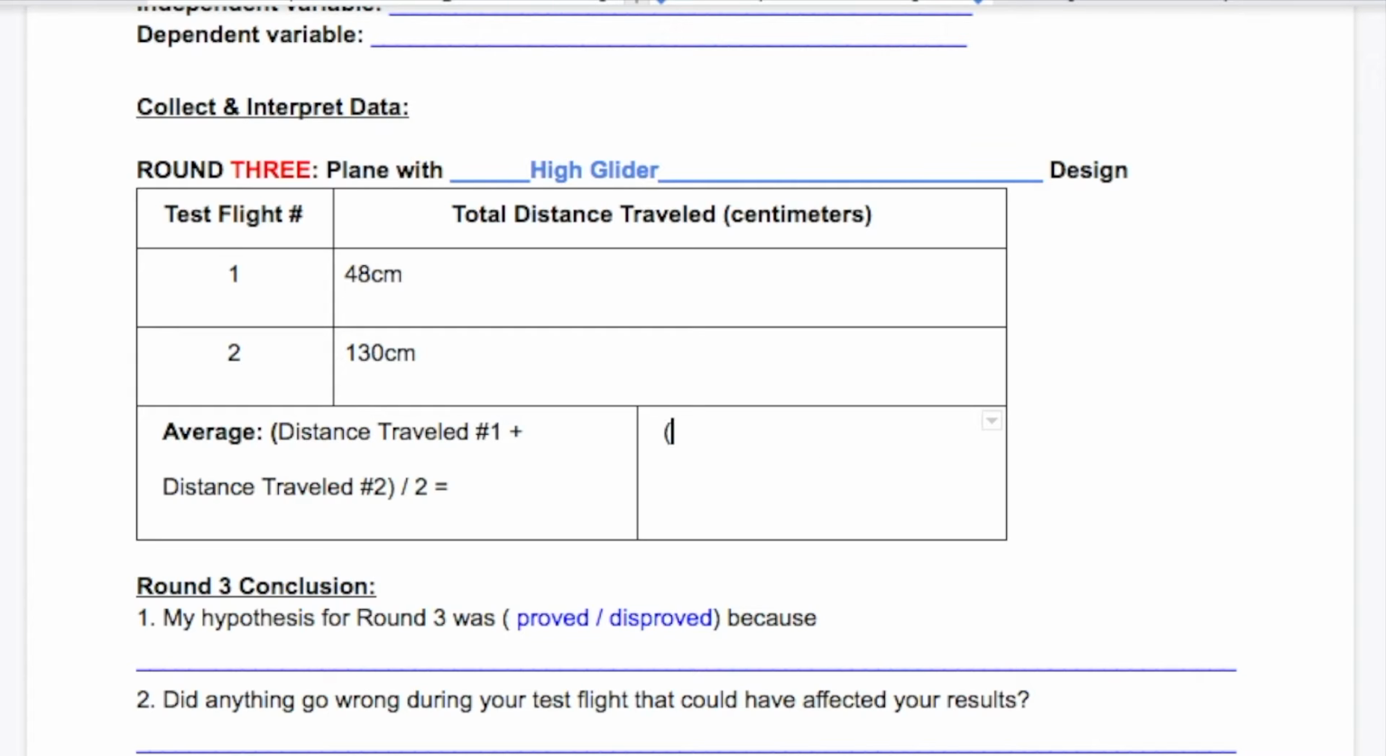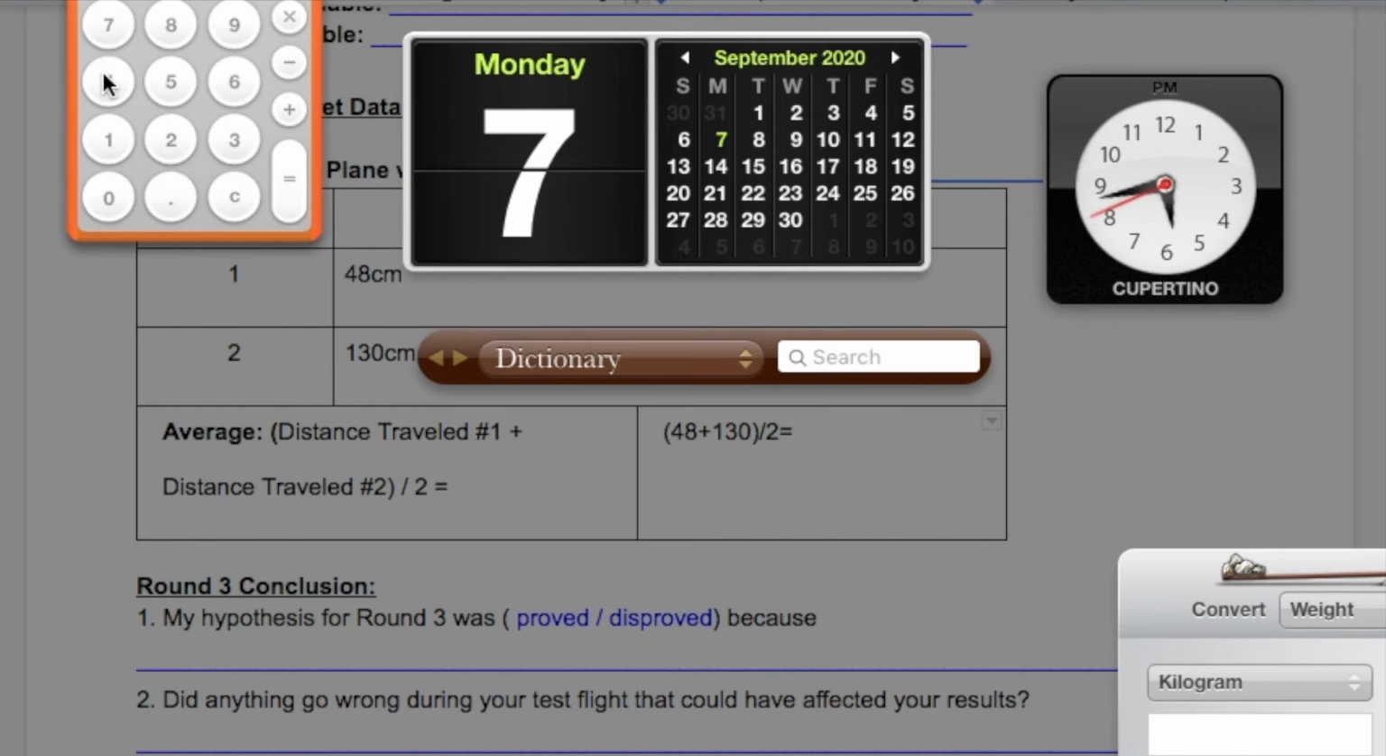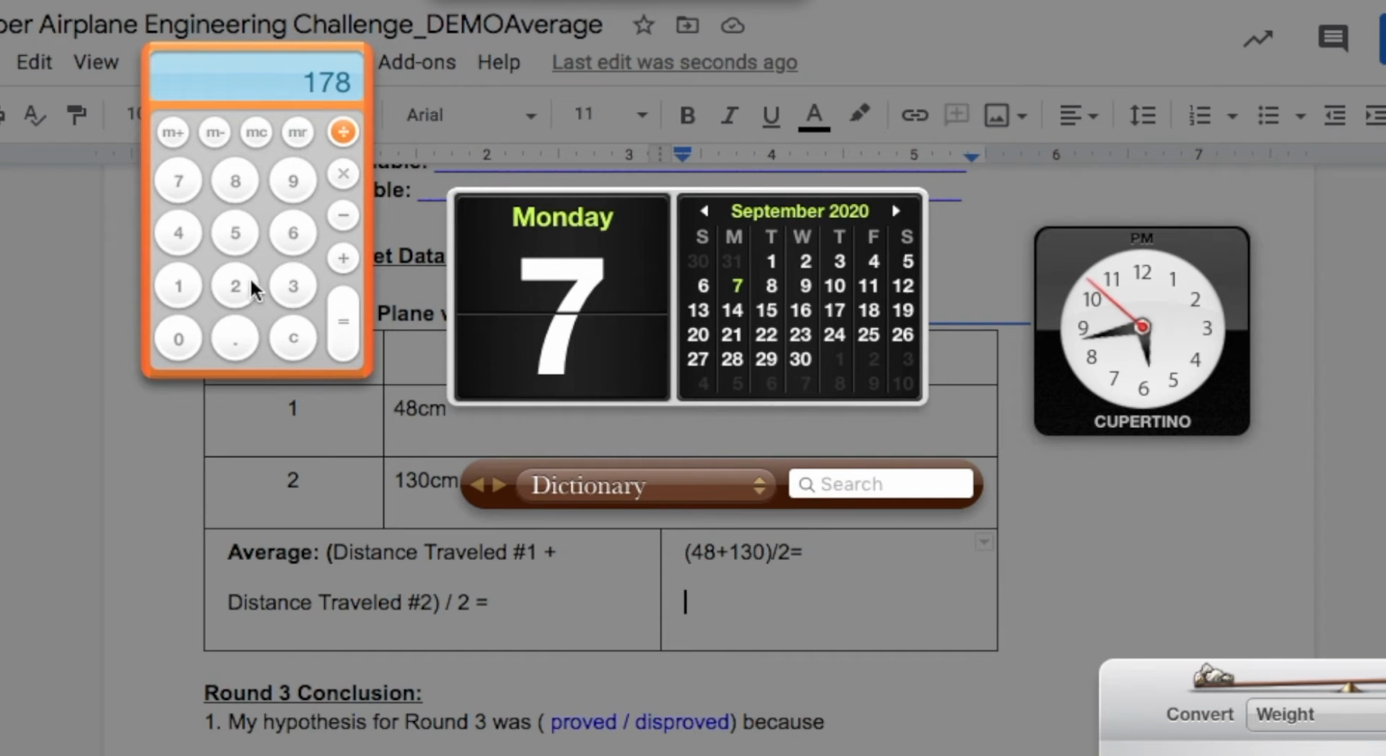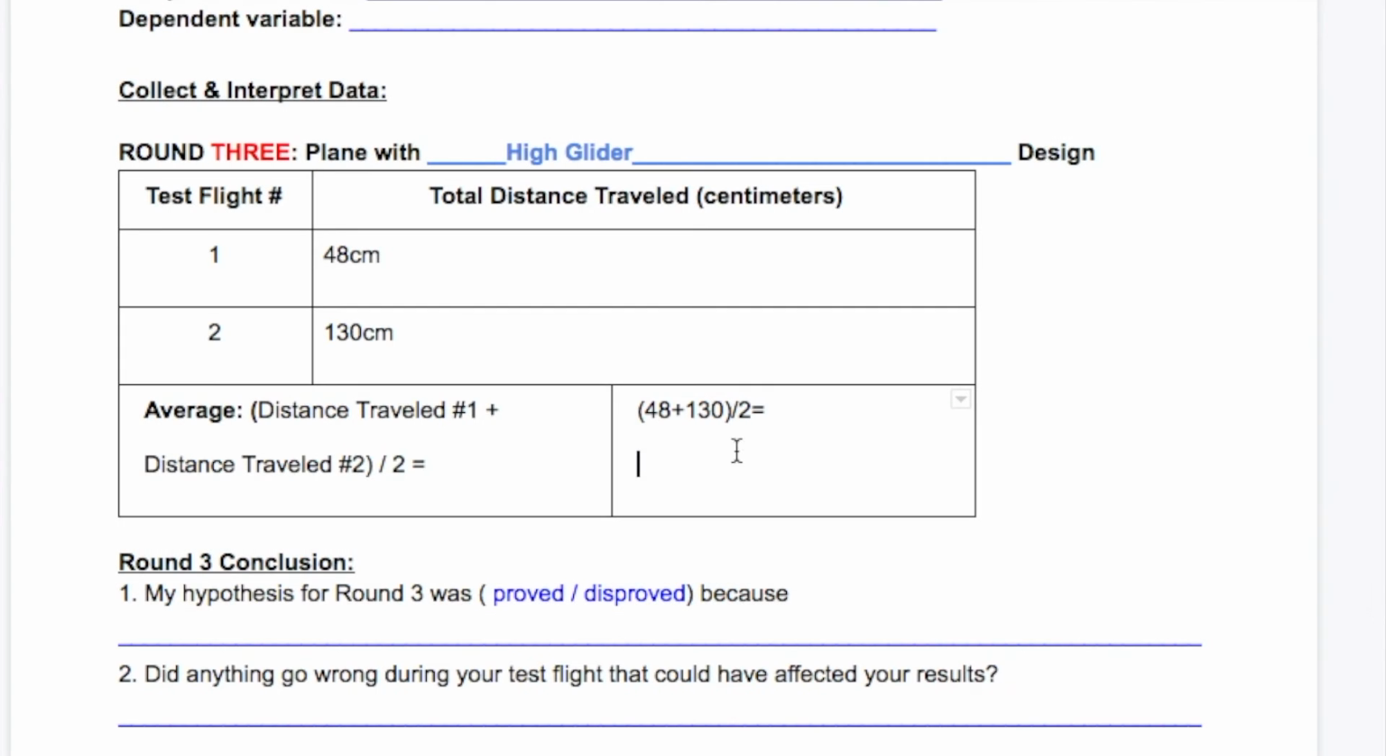So to calculate my average, I take 48 plus 130, and then I'm going to divide that total by 2. So going over to my calculator again, 48 plus 130 equals 178, divided by 2 is equal to 89 centimeters. So this also shows you why we average, because on average my plane did not do as well as the 130. Maybe the 130 was just a random chance, a random fluke.